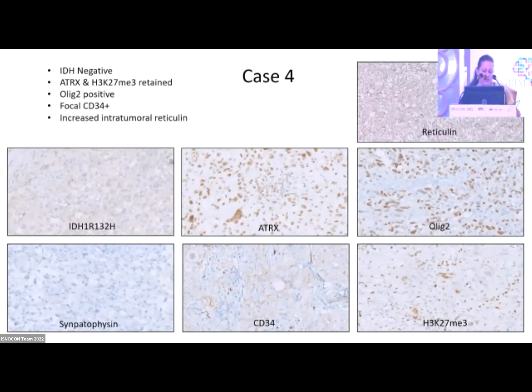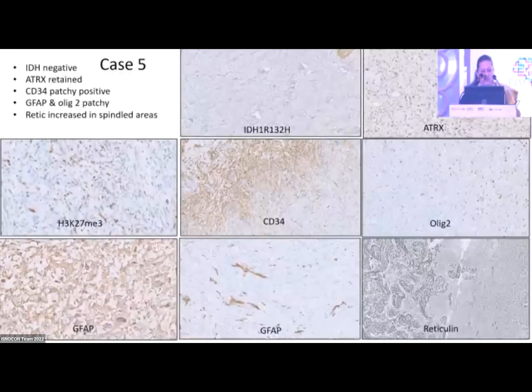So, the routine immunoprofile actually did not throw up anything significant. IDH wild type, ATRX retained, OLIG2 positive, focal CD34 positivity, and increased intratumoral reticulin. So, kind of a PXA-like differential morphology. And in case 5, also similarly, there was nothing significant except more patchy CD34 positivity. GFAP highlighted the areas where the EGBs were present, and it was relatively negative in the areas where there was a fascicular architecture. Reticulin was rich in the areas of fascicular architecture.